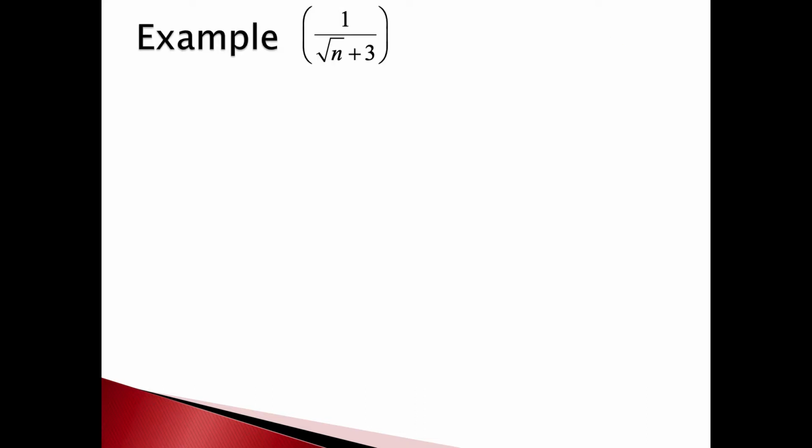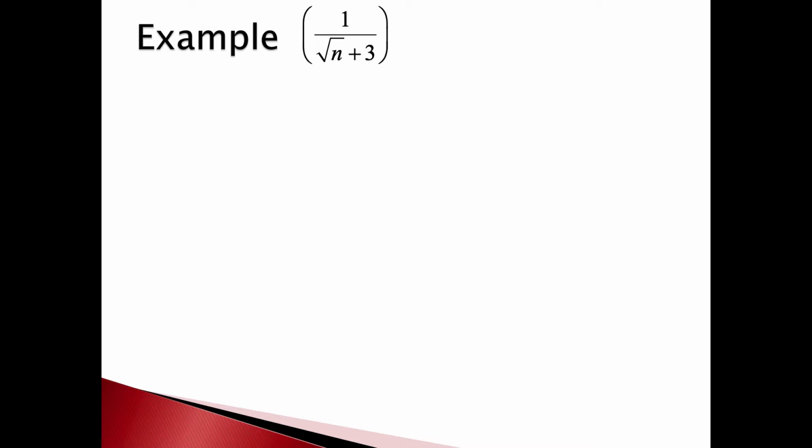All right, this desperately needs another example. Let's try something like 1 over square root of n plus 3. Now, of course, if we think about this for a second, it's obvious that this should converge to 0 because there's an n in the denominator, which is getting larger and larger, and there's a 1 in the numerator, which is just staying 1. So this sequence will clearly converge to 0.